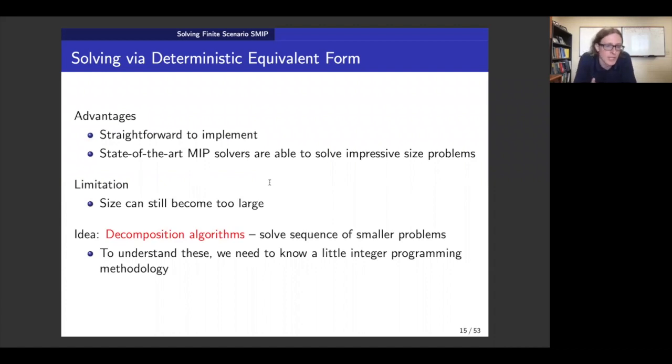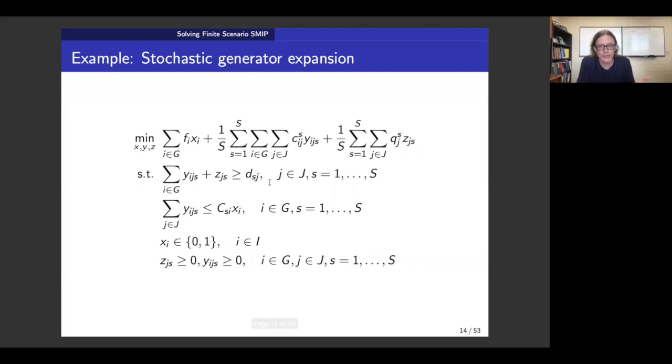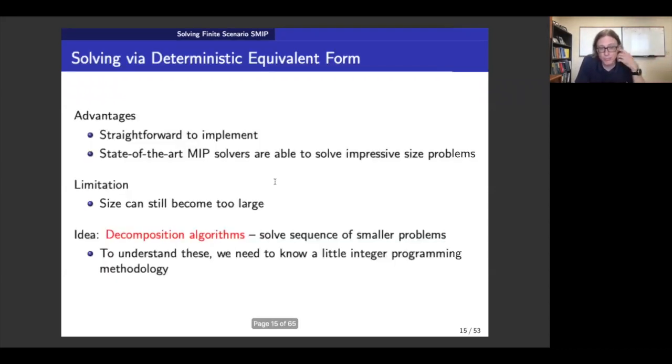But of course, there is eventually a limitation, otherwise I wouldn't have more to talk about in this tutorial, and that is that the size can still become too large. Even though sample average approximation is good for giving me approximate solutions, I may still need a large number of scenarios to get a reasonable approximation. If you look back at the example, when I write this deterministic equivalent form, I'm repeating lots of constraints and variables for all these scenarios. So if my basic problem was already pretty big, and now I'm multiplying it by the number of scenarios, it can get really gigantic, such that even loading the problem into memory may be beyond the capabilities of current computers.